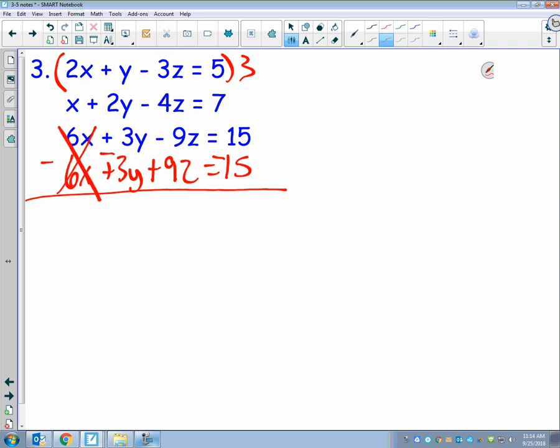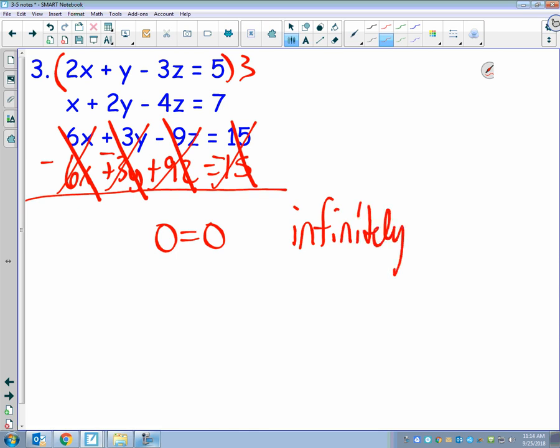But look what happens on this one. This cancels out. This cancels out. This cancels out. This cancels out. So I get 0 equals 0, which means that the answer here is infinitely many solutions. Now this doesn't happen a lot, but it does happen. It means that they're either intersecting in a line, or it means that they're all the same plane.